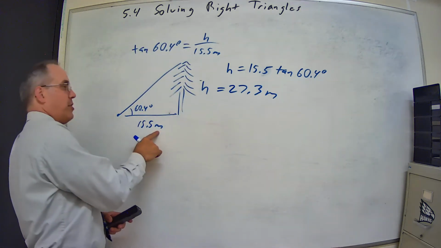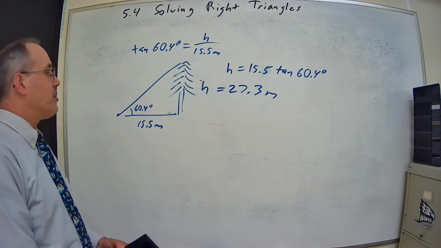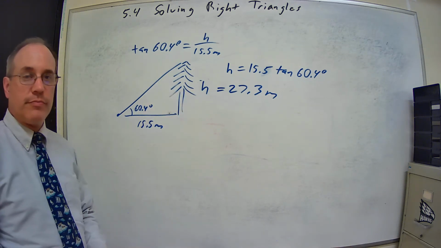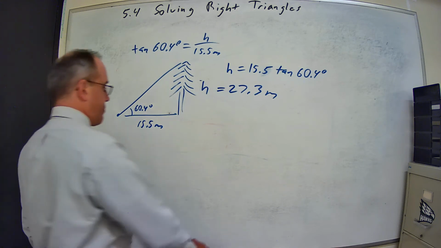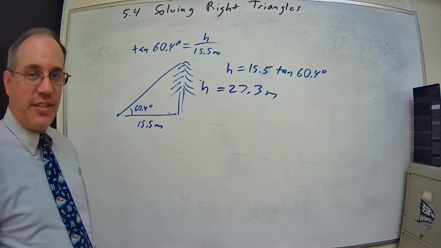This one was measured to the nearest tenth of a meter, so I'm going to measure that one to the nearest tenth of a meter. So 27.3 meters tall. Pretty good sized tree. That's about 60 feet. Sorry, let me say that again. That's about 90 feet.